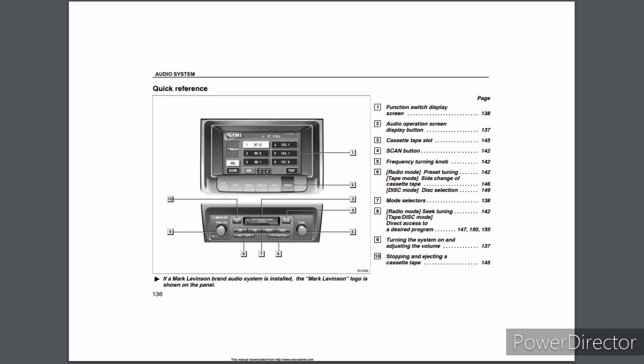7. Mode selectors. 8. Radio mode: seek tuning. Tape/disc mode: direct access to a desired program. 9. Turning the system on and adjusting the volume. And 10. Stopping and ejecting a cassette tape.